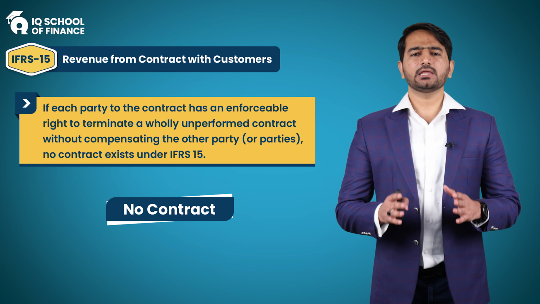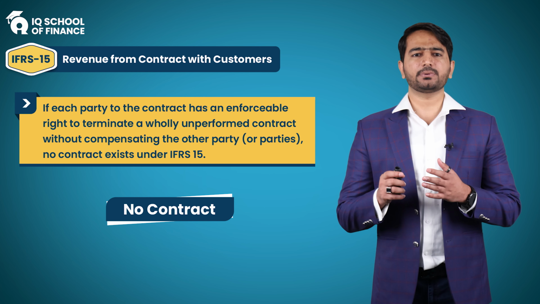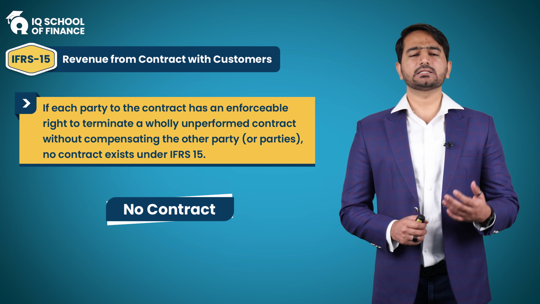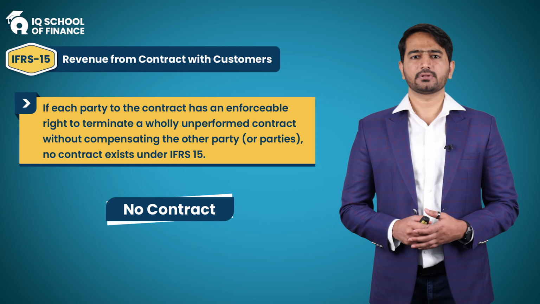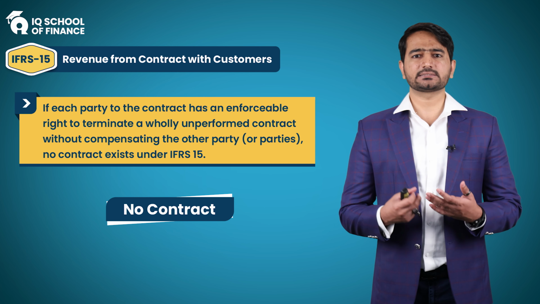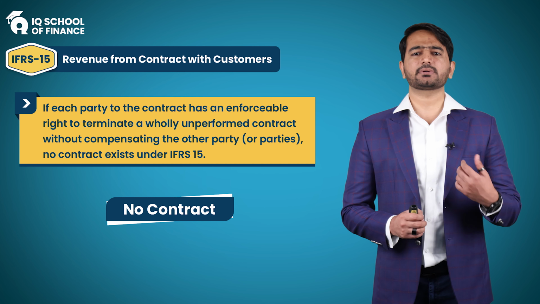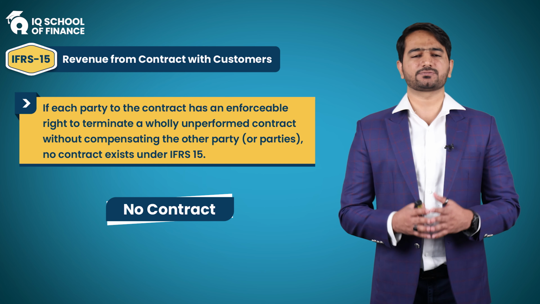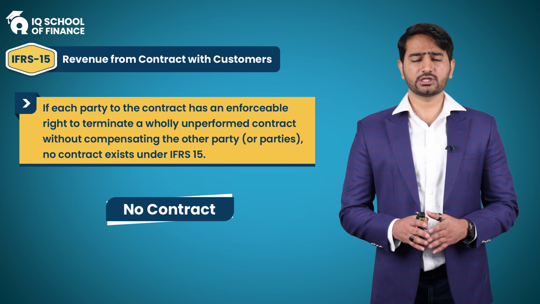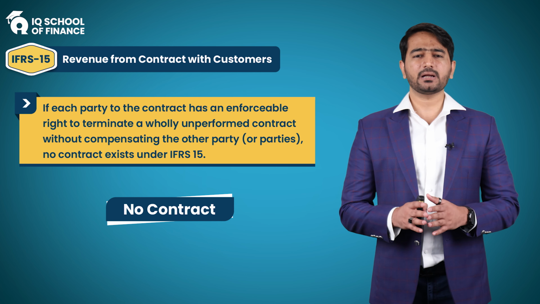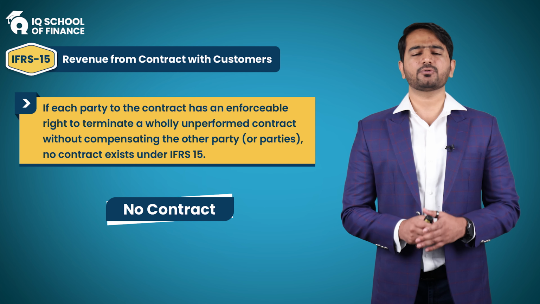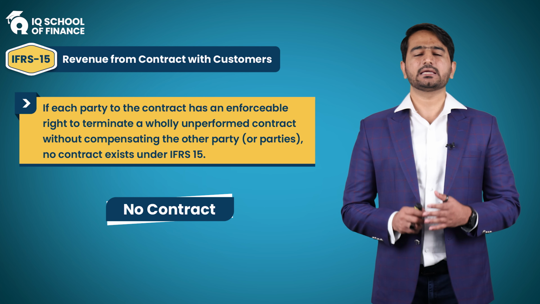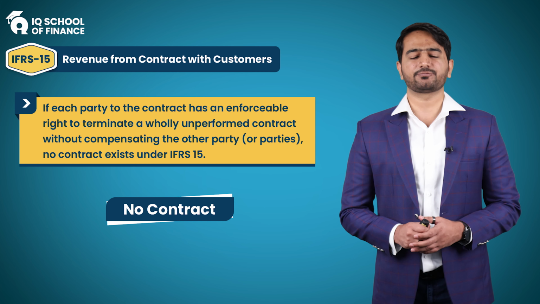But yes, in a contract it may happen that one party has the right to terminate and the other party does not have the right to terminate. In a contract it is possible that some parties can terminate the contract and some cannot, and this can be a contract under IFRS 15. But if in our arrangement every party has the right to terminate the wholly unperformed contract without compensating the other party, then there is no contract under IFRS 15.